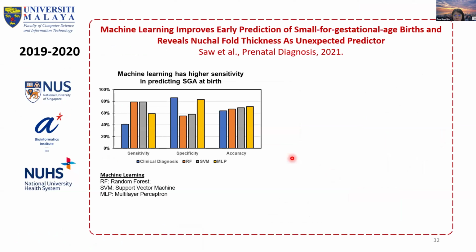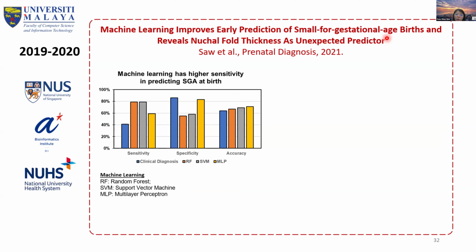One of my studies is really focusing on small for gestational age, which is about small babies. Small for gestational age babies are babies that do not receive enough oxygen and nutrients during pregnancy, and hence they are very small inside the womb. But the current detection methods have a quite low detection rate.